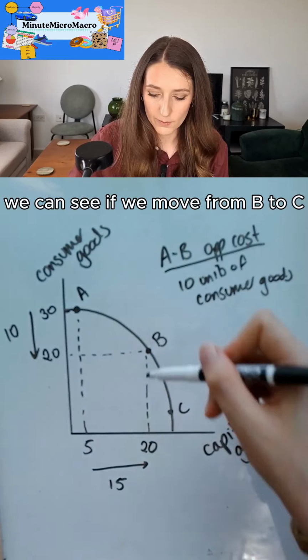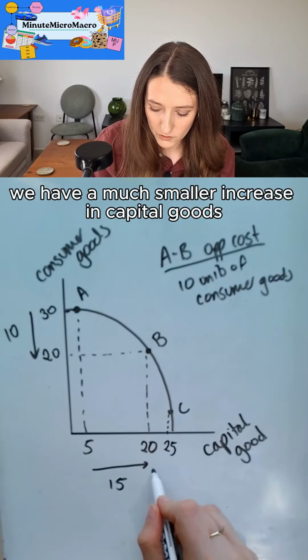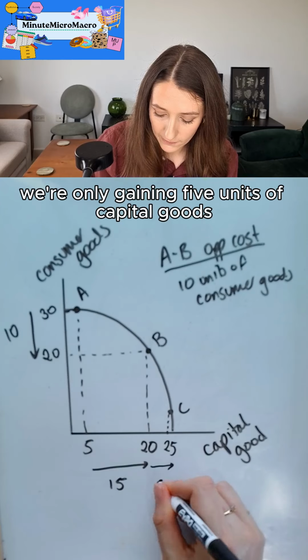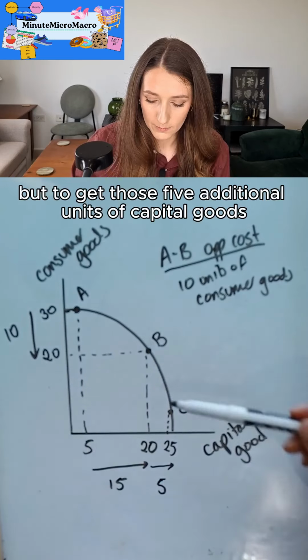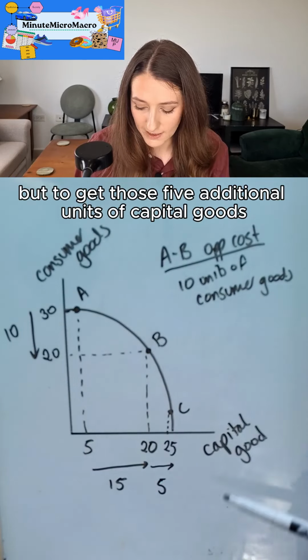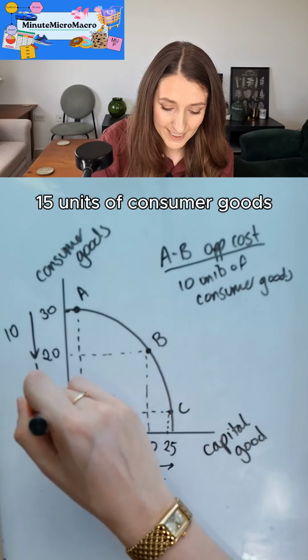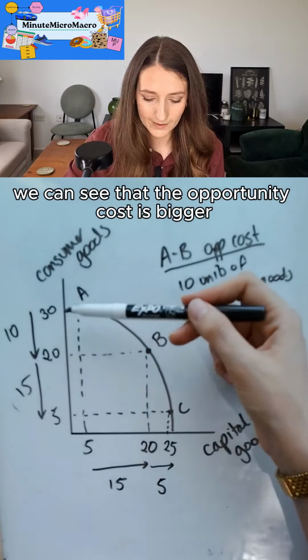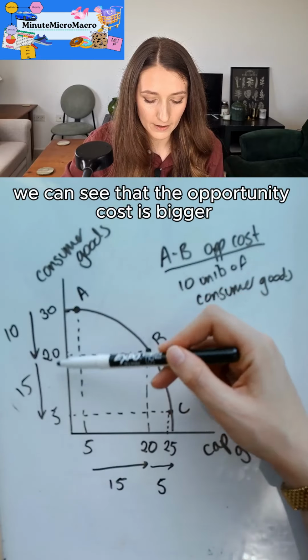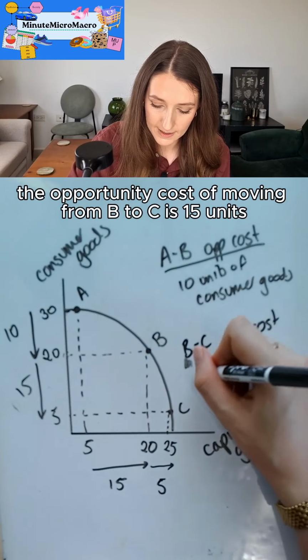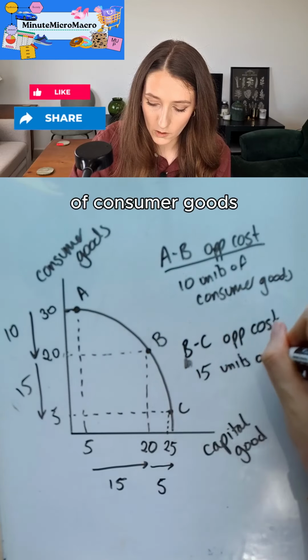We can see if we move from B to C, we have a much smaller increase in capital goods. We're only gaining 5 units of capital goods. But to get those 5 additional units of capital goods, we're going to have to give up 15 units of consumer goods. We can see that the opportunity cost is bigger than it was before. The opportunity cost of moving from B to C is 15 units of consumer goods.